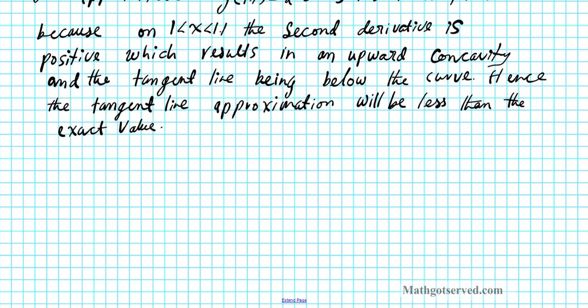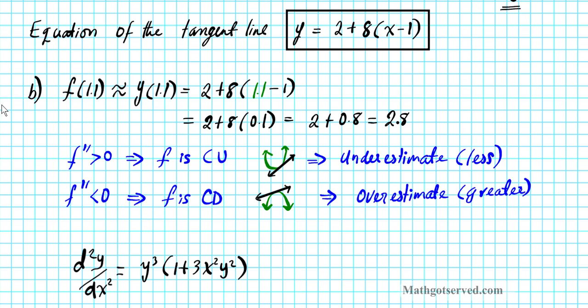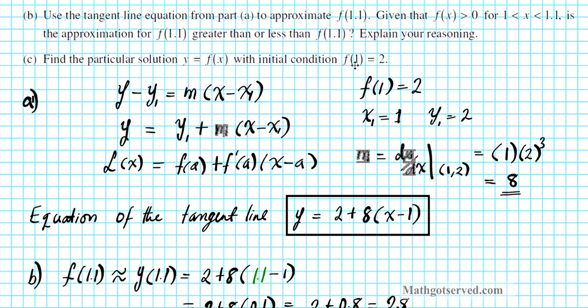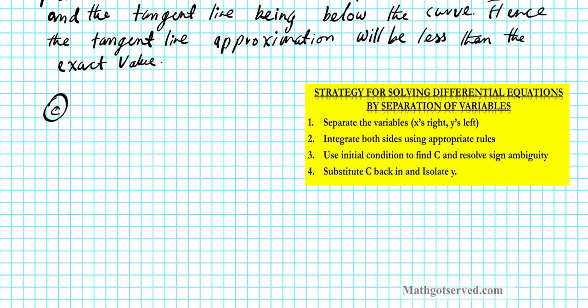So for part C, we're asked to find the particular solution of the differential equation. Let's scroll up and take a look at that. We're going to find the particular solution of the differential equation with the initial condition f of 1 equals 2. So this is the strategy provided here, and that's the strategy we're going to be using to solve the differential equation. The differential equation is dy/dx equals xy to the third.